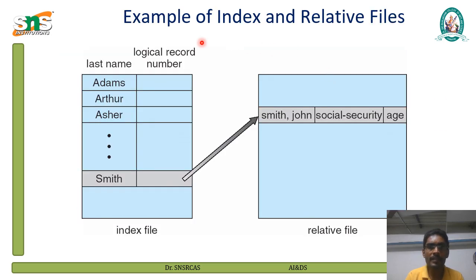And coming to the example of an index and relative file system, here the file names are stored in the index file table as one column, like Adams, Arthur, Asser and so on, and a logical record number is stored in the second column. So when a user accesses the last name, like Smith, the system checks for the logical record number in the second column of the index file, and it transfers Smith and the logical record number to the relative file stored in another file table. Here Smith is located as John, social security, age. These social security and age fields are stored inside the file.